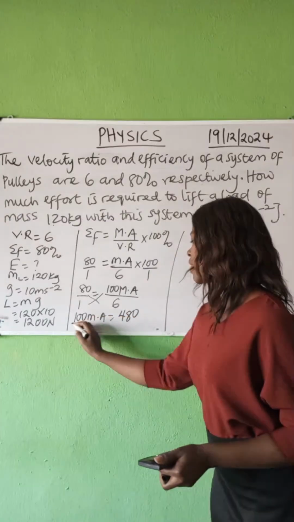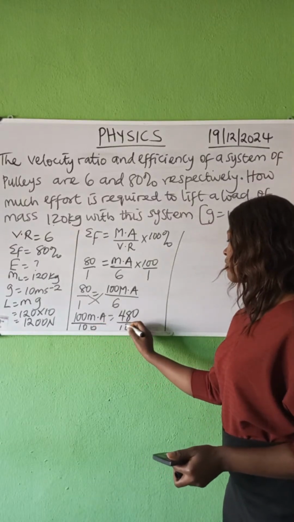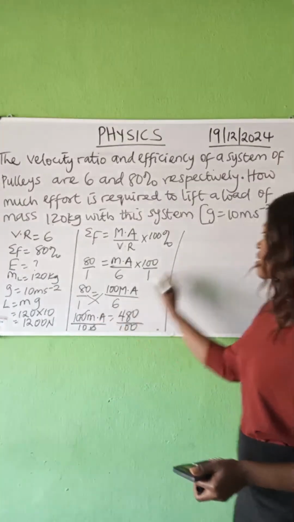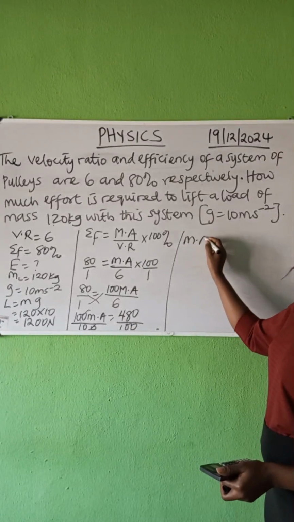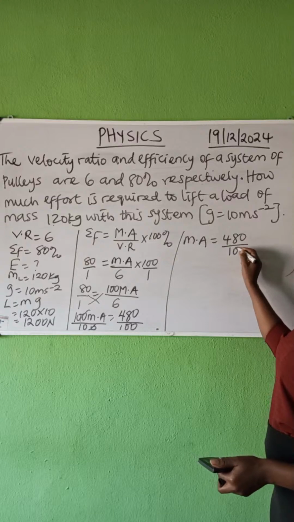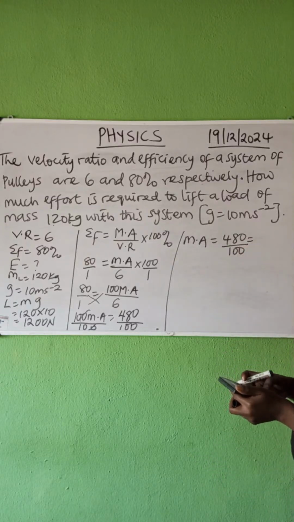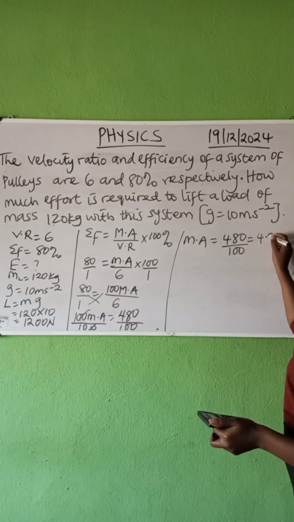If I divide by 100, this cancels this. So my MA is equals to 480 divided by 100. So what do I have? I can say 480 divided by 100. What do I have? I have 4.8, right?